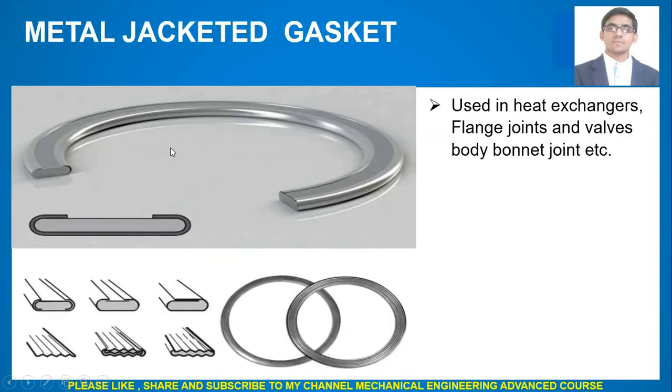And now we'll see metal jacketed gasket. This is also coming under the category of composite gasket. It is used in heat exchangers, flange joints, and valve body, bonnet joint, etc. Now here you can see in metal jacketed gasket, the soft filler material is enclosed in a thin sheet of metal jacket. As you can see in this image, there are different ways to cover the filler material.